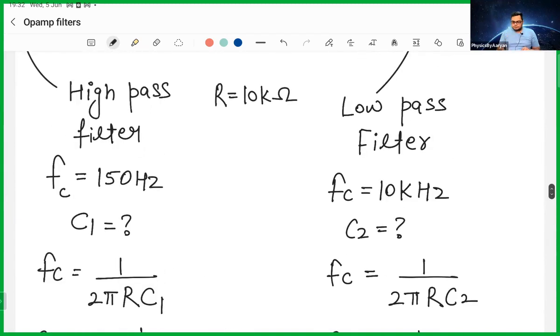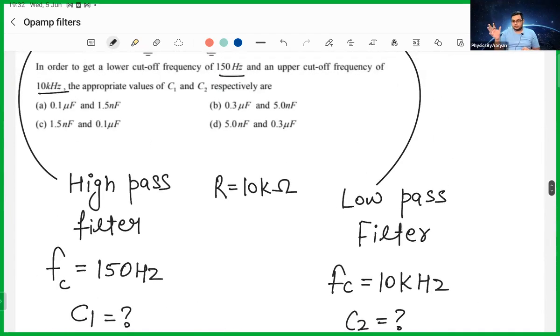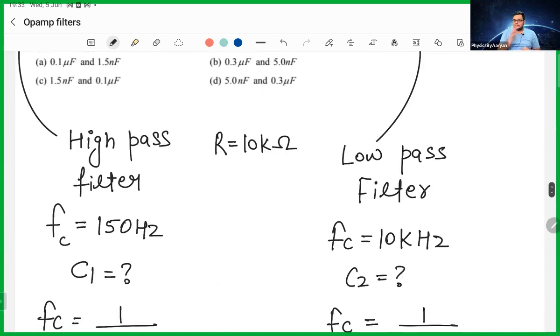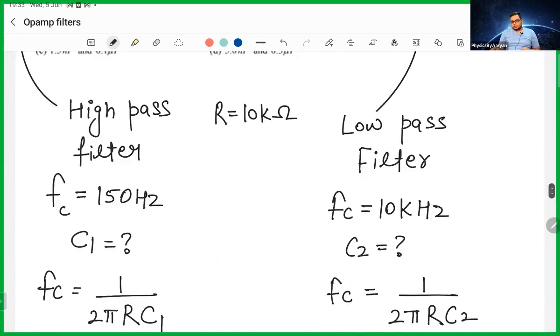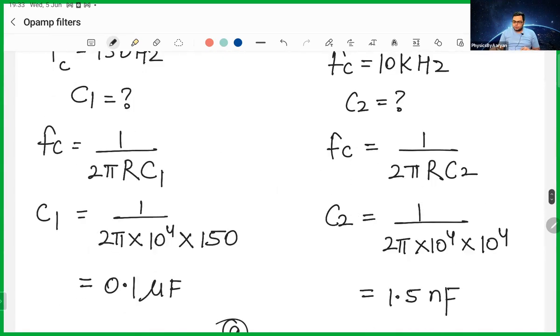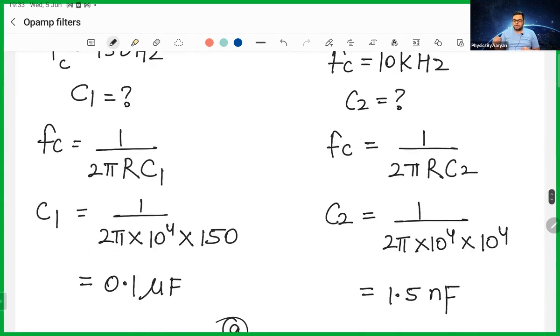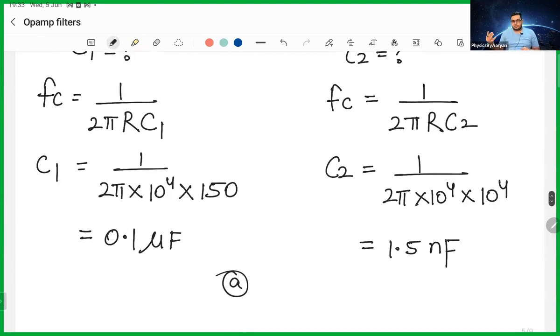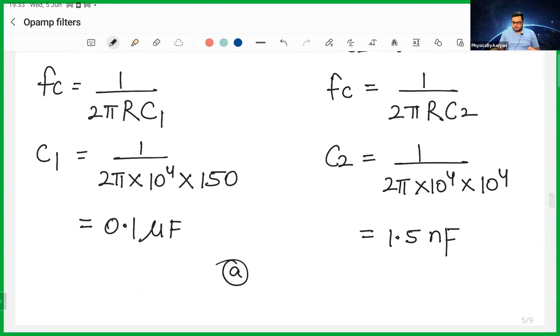Similarly, on the other hand, I need a low pass filter. Lower than what? Lower than 10 kilohertz. I want everything lower than 10 kilohertz. So again, I will use my formula of frequency 1 by 2 pi R C2, and C2 comes out to be 1 by 2 pi R frequency. Frequency is 10 to the power 4, and if you solve that, that will be 1.5 nanofarad. So this is your question, and this is your answer.